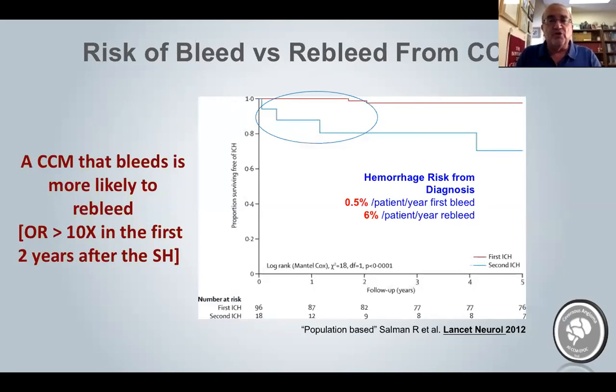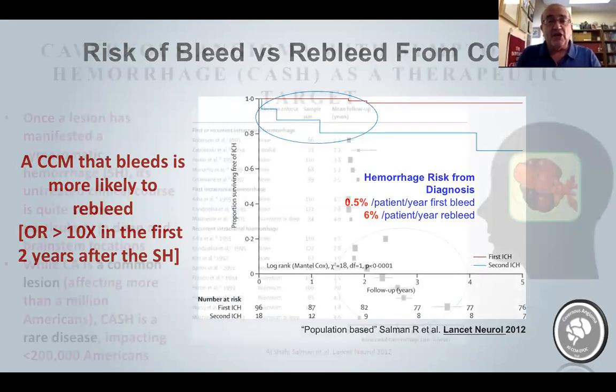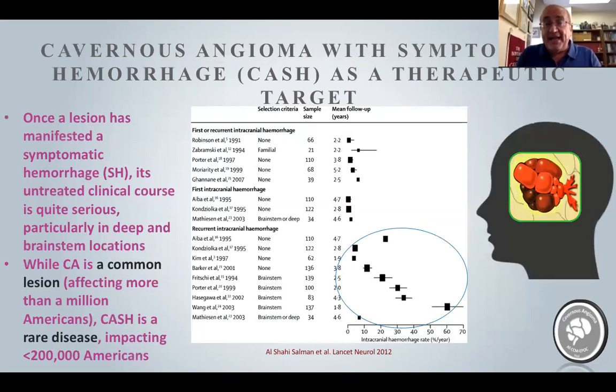Now here is the important concept of the cache lesion. The lesion that has bled is much more likely to bleed, more than 10 times more likely to bleed than a lesion that hasn't bled. Next slide. In particular, this is true in the brainstem. This slide shows that where the circle is are higher rates of hemorrhage for lesions that are in the brainstem that have bled once. They can bleed as often as 30, 40, 50% in the next year. So those are lesions that are very hot and are very likely to bleed.